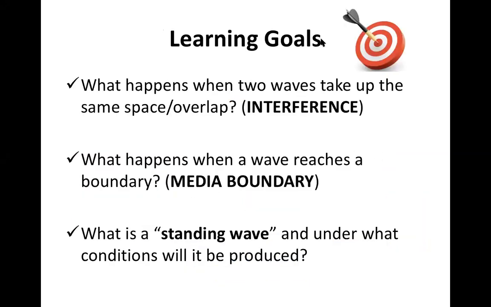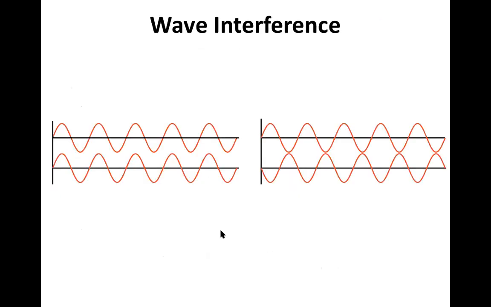By the end of this lesson, I hope we can answer the following questions. What happens when two waves take up the same space or overlap? That's called interference. What happens when a wave reaches a boundary from one material to another, called a media boundary? And what is a standing wave, and under what conditions will it be produced? A standing wave is actually how a musical instrument works.